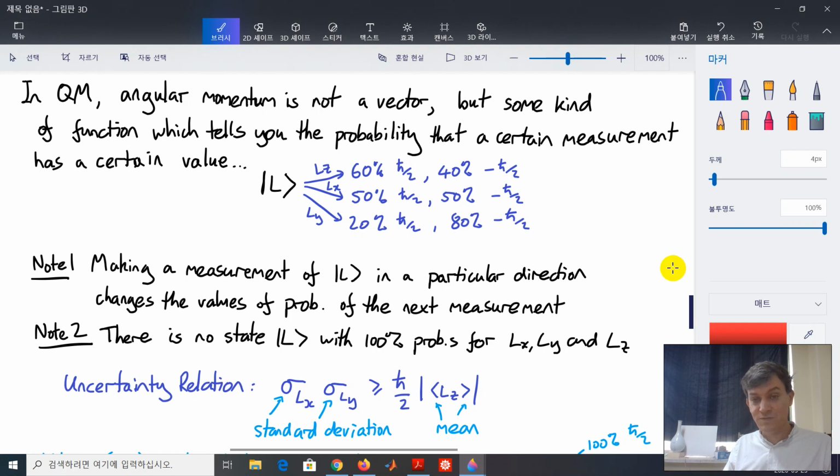Right, so that's the end of this video. I've explained how angular momentum is quantized. I've explained why you can't think of it just like a vector. You have to think of it in terms of these probabilities. And I've also explained why you can't ever measure the three components of angular momentum with 100% accuracy.